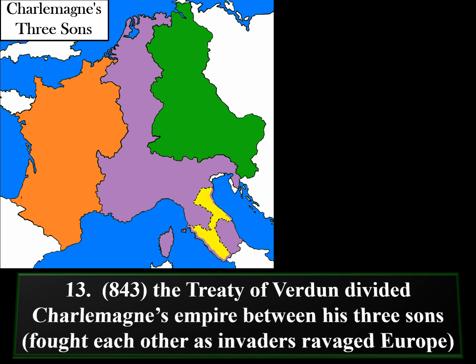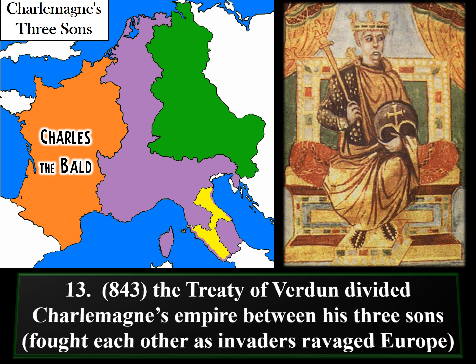In 843, at the Treaty of Verdun, Charlemagne's empire would be divided between his three sons and then his grandsons. His three sons fought each other as invaders ravaged Europe, and ultimately, because they were fighting against each other, the empire will be divided and the unity of Europe once again falls apart. And this will lead to once again the feudal system kind of taking hold, decentralized authority rather than a centralized governing structure being strong.